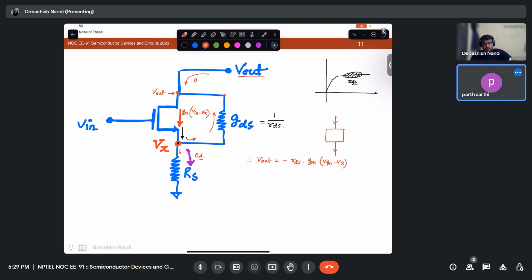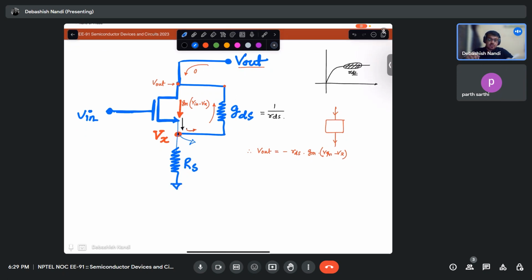And what is your Vx? If there is zero current, that means this and these are short. This is grounded actually. So this is one way to see the circuit. The other way, you can obviously do the maths. Let me do the maths also for you.